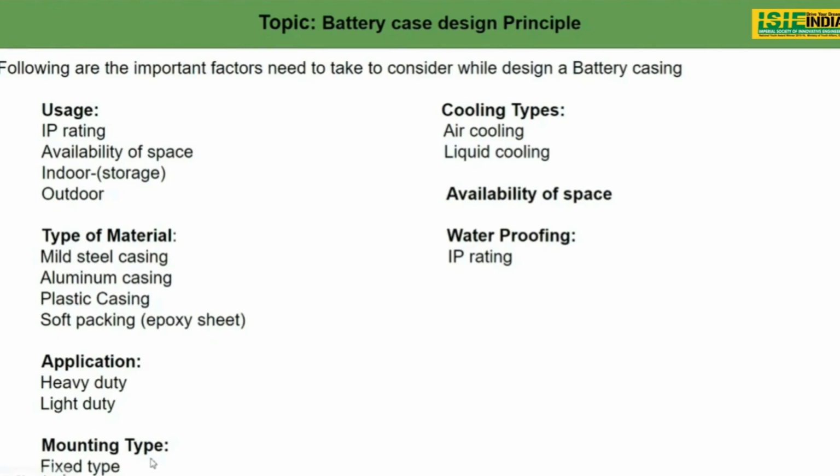The next one is the mounting type. There are two types: one is fixed and the second one is removable. We have seen battery packs in a car or a forklift; those batteries cannot be removed easily unless we have to do some maintenance or replacement. Only then can we remove them. But in a bicycle or two-wheeler, we can easily remove the battery pack, take it home, charge it at home, and swap it. So these are the two types.